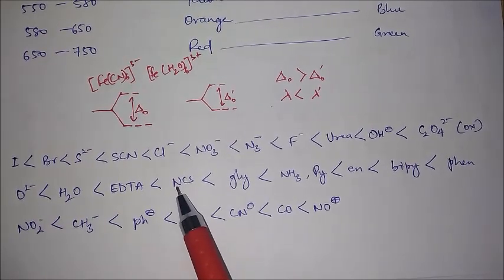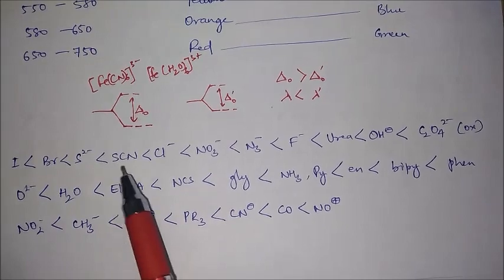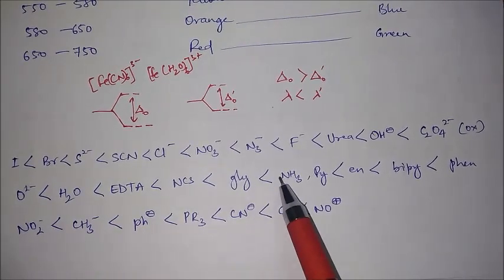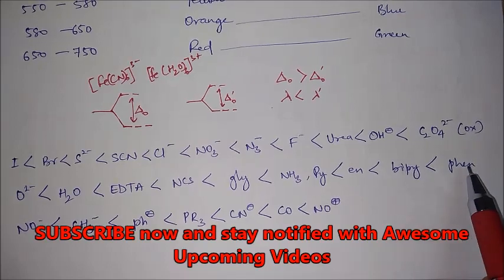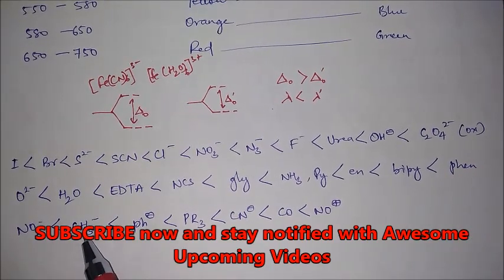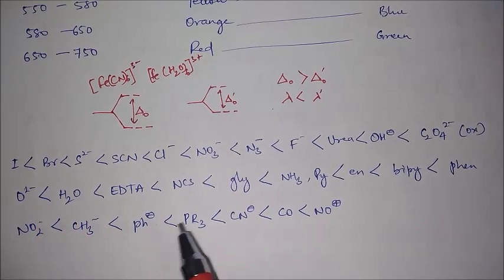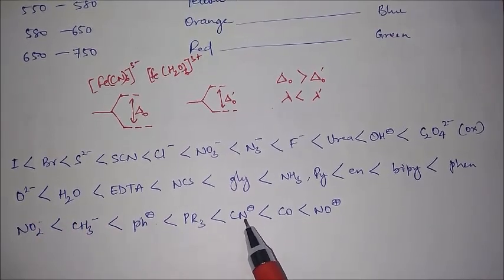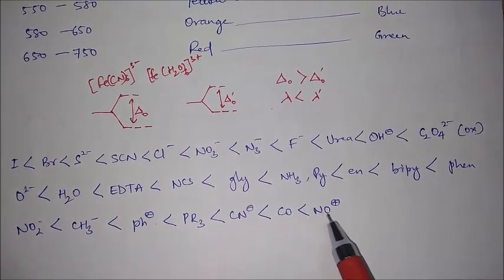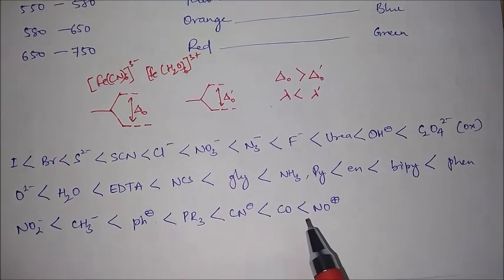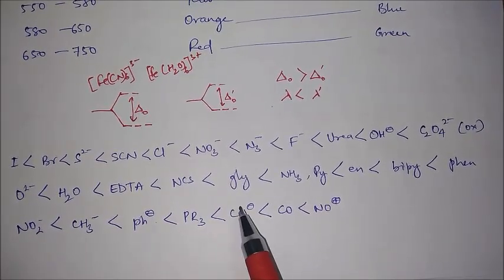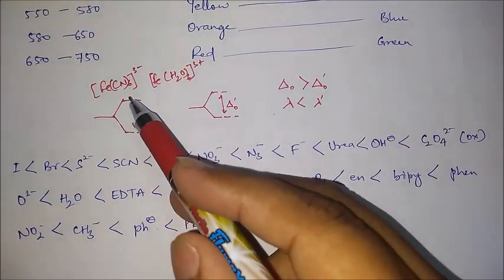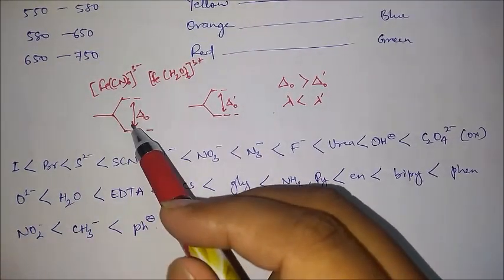This is actually isothiocyanate, this is thiocyanate, okay. This is glycine, then NH3 or pyridine, then ethylenediamine, bipyridine, then phenanthroline, then come NO2, then CH3, that is methyl, then phenyl, then phosphines, then cyanide, then carbonyl, and then NO plus. So this is the spectrochemical series, and here you can see that cyanide is one of the strongest ligands. So that's why the splitting is more in the case of the cyanide or cyano group.